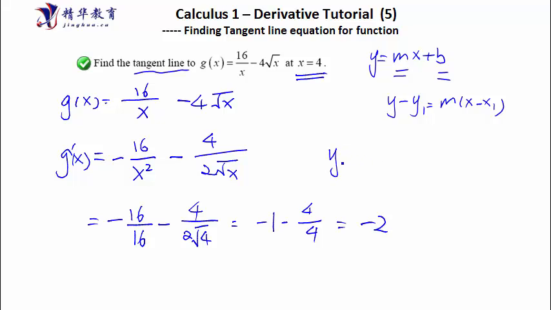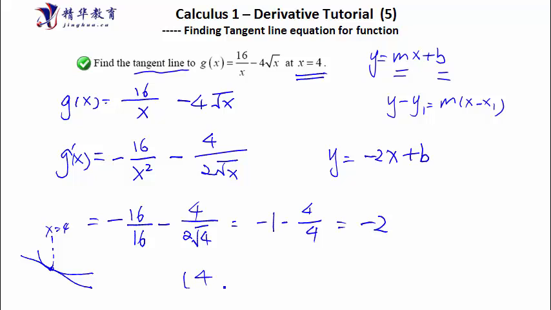So our tangent line is y = -2x + b. We still need a point. What is the point? When x = 4, the tangent line and the curve will intersect at x = 4, for example, at this point. That means the point is on the curve and at the same time on the line. We don't have the line yet, but we have the curve. So we simply substitute x = 4 into the original function to get the y value.